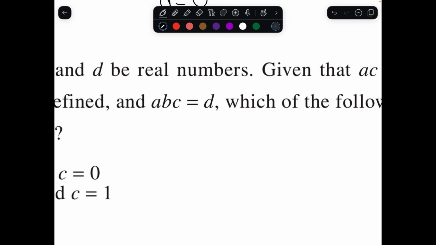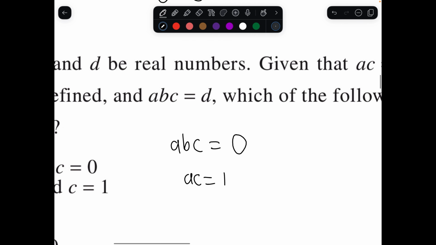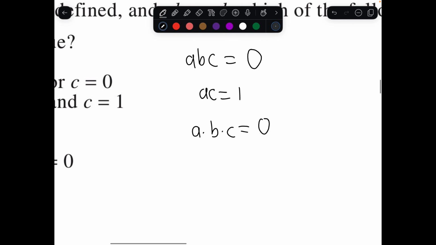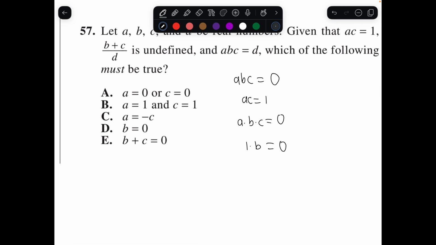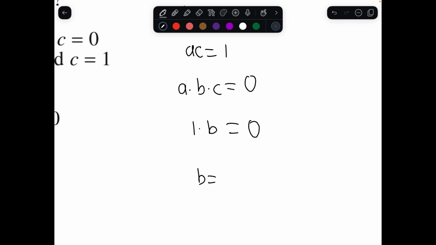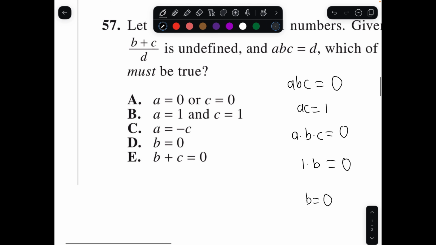First, let's swap d with 0. And we're given ac equals 1, right? We can substitute 1 in for ac. Remember, it's a times b times c equals 0. And we know a times c is 1. So this would be 1 times b equals 0, right? So we know that 1 times b has to equal 0. And the only way for that to be true is b has to be 0, right? And that matches answer choice D.